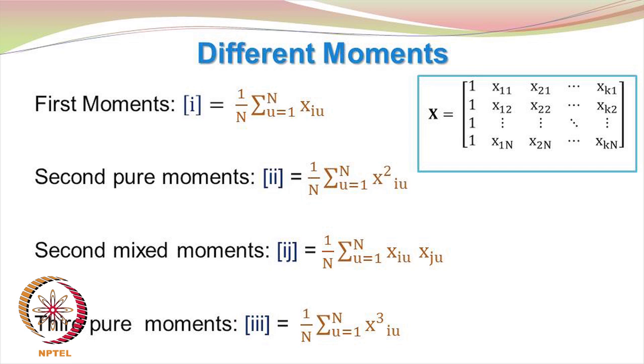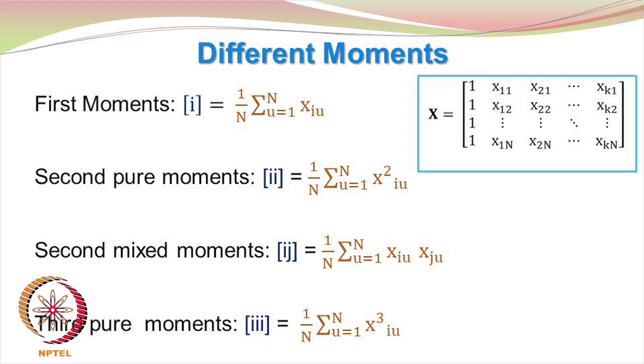bracket I close bracket corresponding to the third column, then we will go to the third column in this X matrix, and then we will do x31 squared, x32 squared, and so on to x3n squared in this matrix, if I were to be 3.